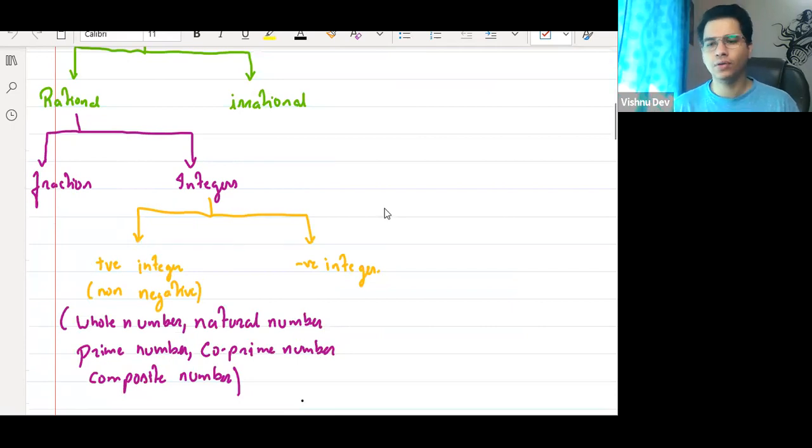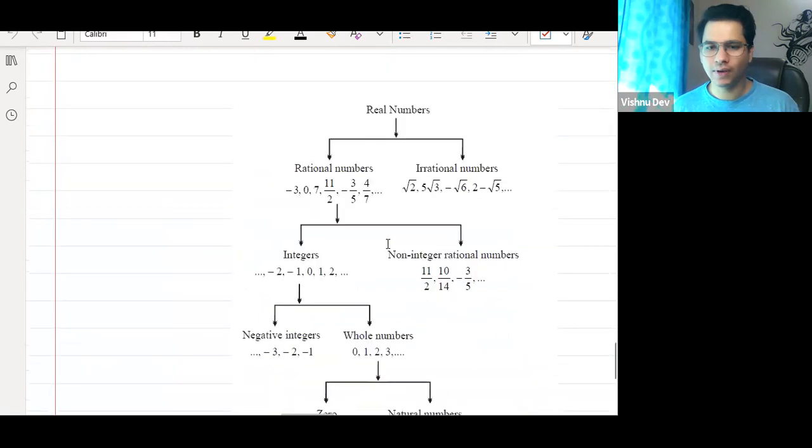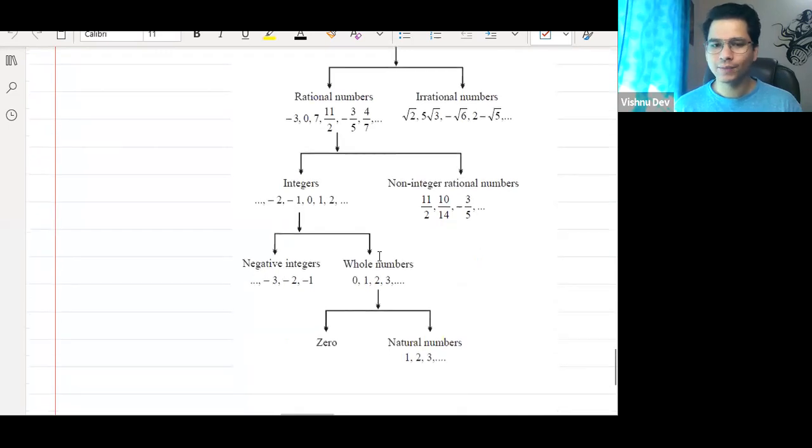Or you can describe it in one different way, because even fractions are also positive and negative. So you can also describe it like this, from real number, because we are not studying imaginary numbers right now. Real number can be divided into rational number and irrational number. Then rational number is divided into integers and non-integers. Then integers are divided into negative integers and whole numbers, because whole number includes both zero and natural numbers.